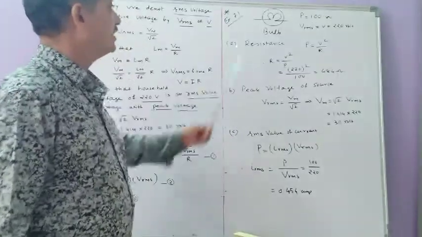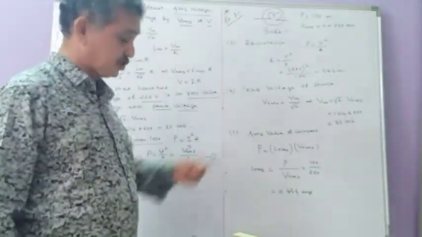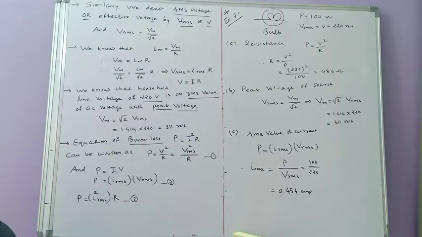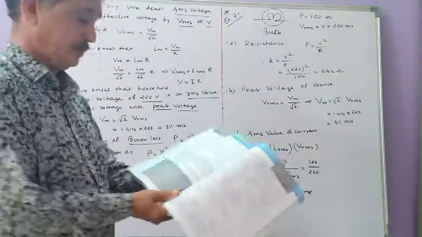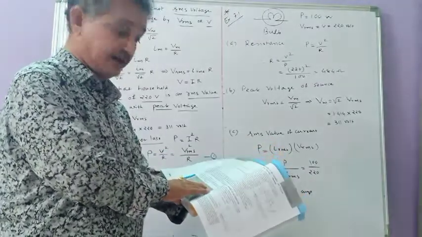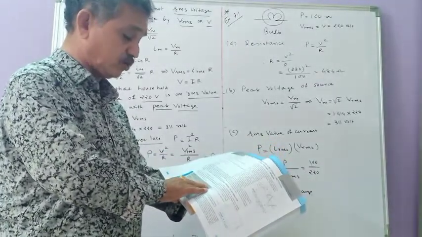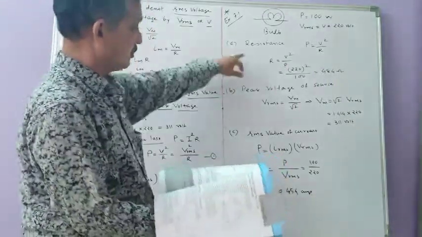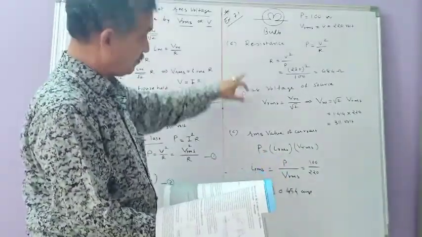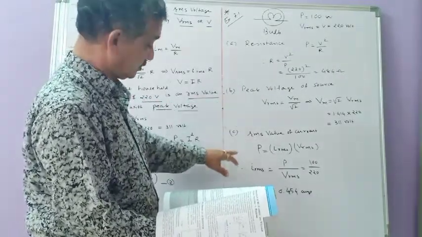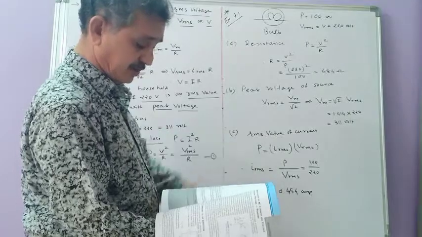Now let us see the example 7.1, which is given in your textbook. I read it. A light bulb is rated 100 watt for a 220 volt supply. Find A, the resistance of the bulb, B, the peak voltage of the source, and third, the RMS current through the bulb.